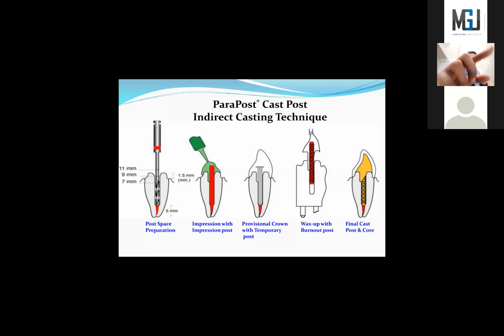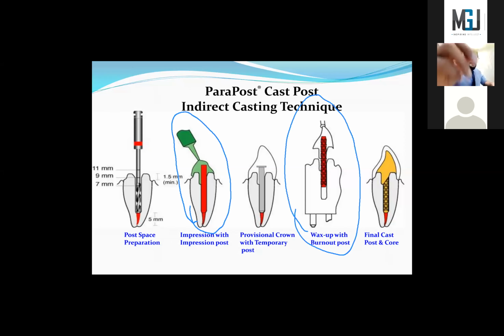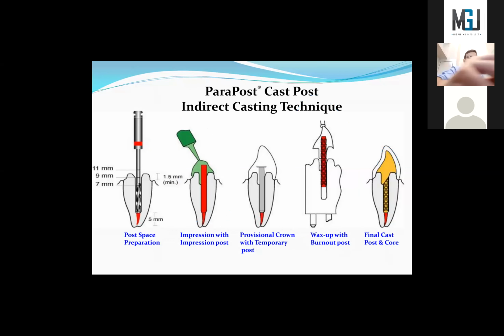You then take the impression of the canal with this parapost which is designed for cast posts. You then give a provisional crown. Always, I reiterate this aspect, provisional crown is a must. So you must always give a provisional crown. It is then sent, so this part of your assembly is then sent to the technician who will then do a wax burnout over here, will fabricate the final cast post which is then seated inside, and then you have a crown which is fabricated on top of it.